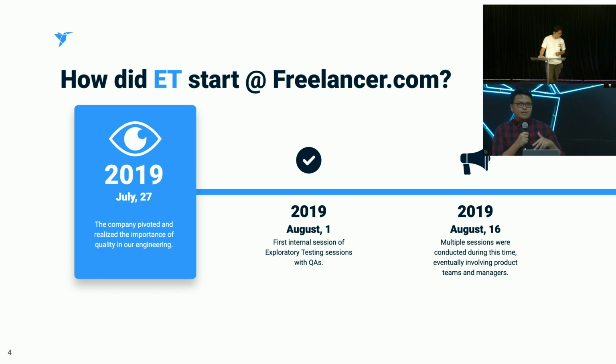At the start, the company had a paradigm shift of moving away from the notion of move fast, break things into a quality-oriented engineering practice so that we don't have a bad quality product to deliver to our customers. I'll hand over back to Jason to discuss how he rolled out ET in Freelancer.com.